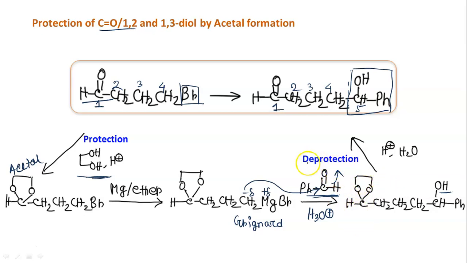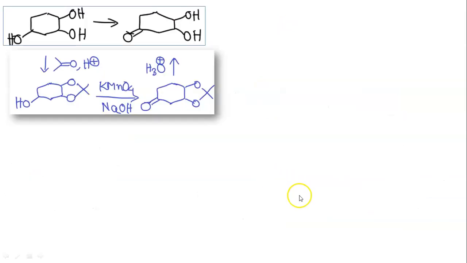Our next step is deprotection. So we will deprotect the acetal, and finally we are getting back the aldehyde. So this is one of the examples where we have protected an aldehyde. Next we will see protection of a diol.